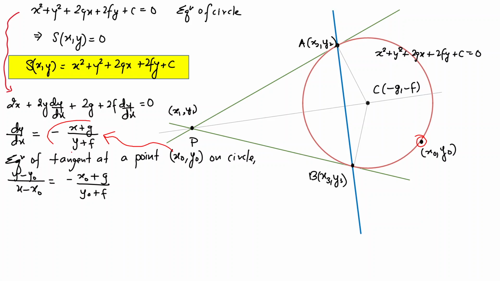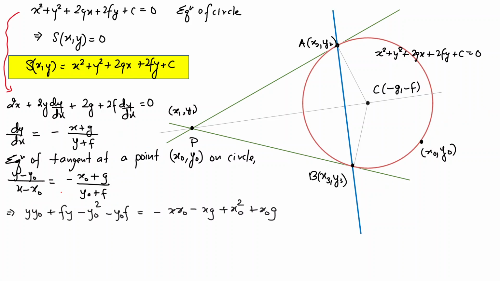So the slope of the tangent is written here. If you have a tangent, let's say that the general point (x, y) is on the tangent, you can also write this slope using y minus y0 and x minus x0. This will give you an equation of the tangent in terms of x and y. So if you multiply this, you will get y y0, and this whole expression gets multiplied here. So you get y y0 plus fy minus y0 squared minus y0 f, and this thing gets multiplied here, so you get this expression. Now what do you see here?